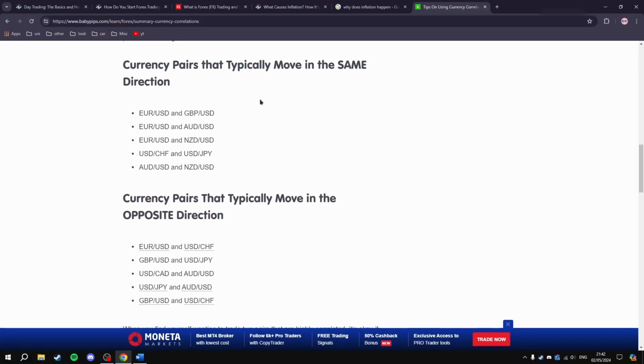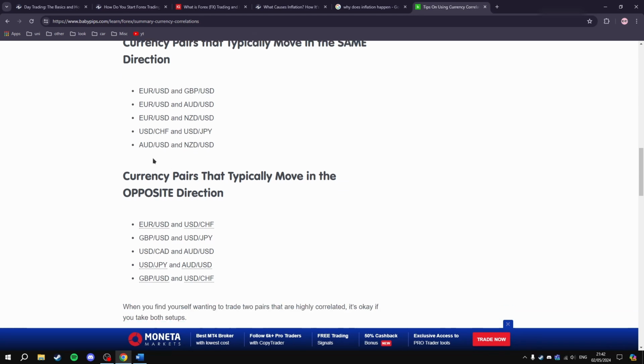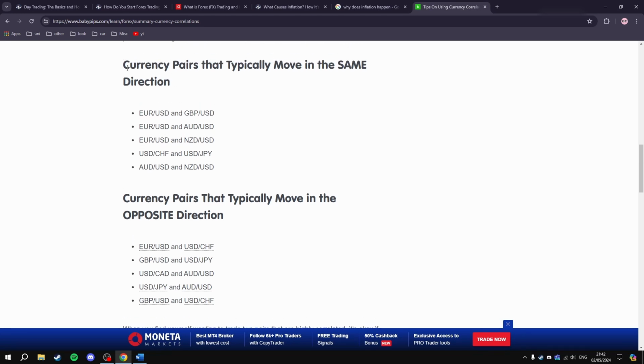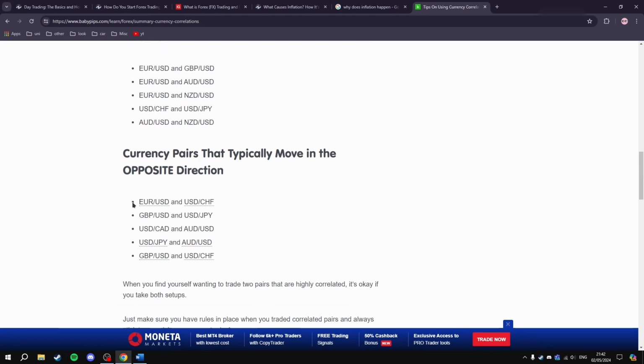Currency pairs that typically move in the same direction: EUR/USD and GBP/USD, EUR/USD and AUD/USD, EUR/USD and NZD/USD, USD/CHF and USD/JPY, AUD/USD and NZD/USD. Currency pairs that typically move in the opposite direction: EUR/USD and USD/CHF, GBP/USD and USD/JPY, USD/CAD and AUD/USD, USD/JPY and AUD/USD, GBP/USD and USD/CHF.